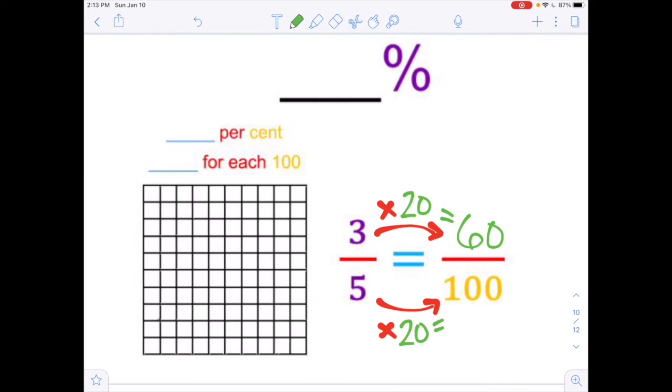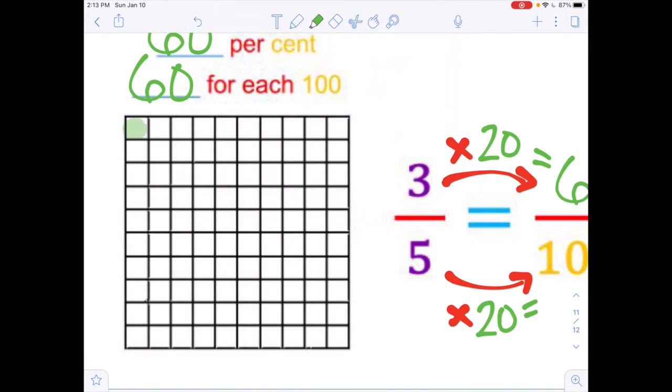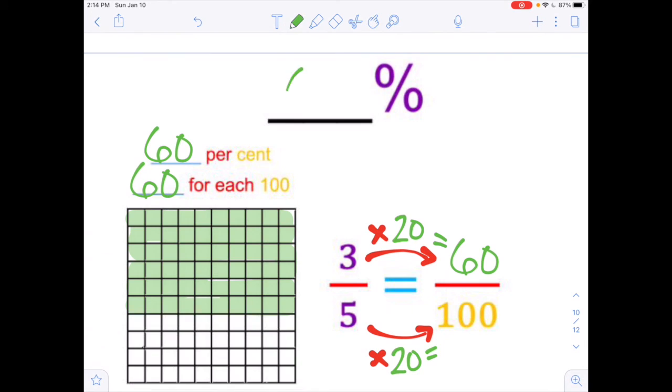This numerator, 60, I'm going to copy it. It means 60% because it says 60 for each 100. So I can color in 60 of these little boxes. 20, 30, 40, 50, 60. Oh, I can see that's a little bit more than half. All right. And then for the final answer, I can just write that 60 in front of the percent sign.